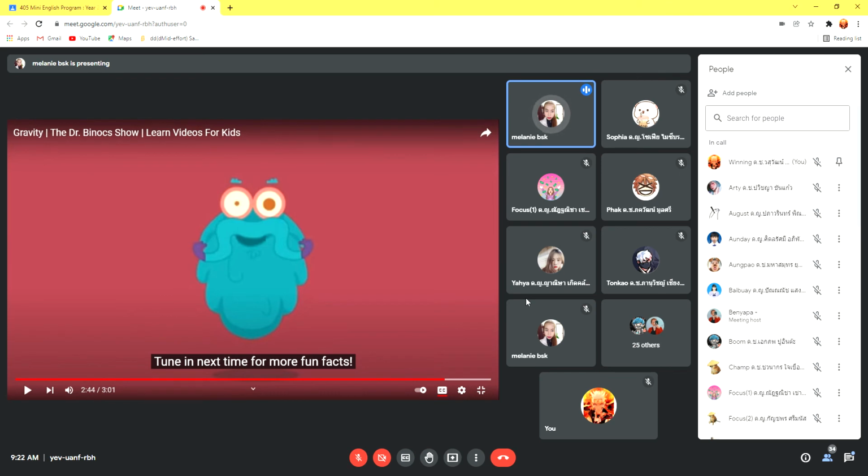Do you understand, children? Yes or no? If it is heavy, it will fall down on the ground very fast. If it is lighter, it will fall down on the ground very slow, a little bit slower, okay? Can you follow? Okay, so that's all about gravity.